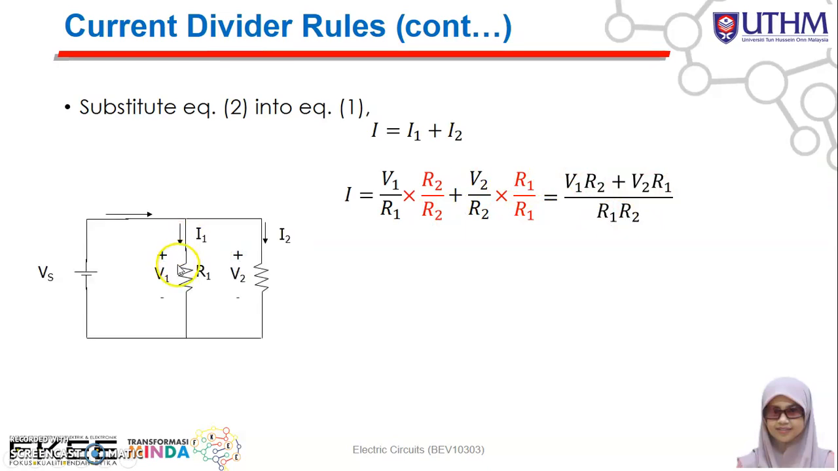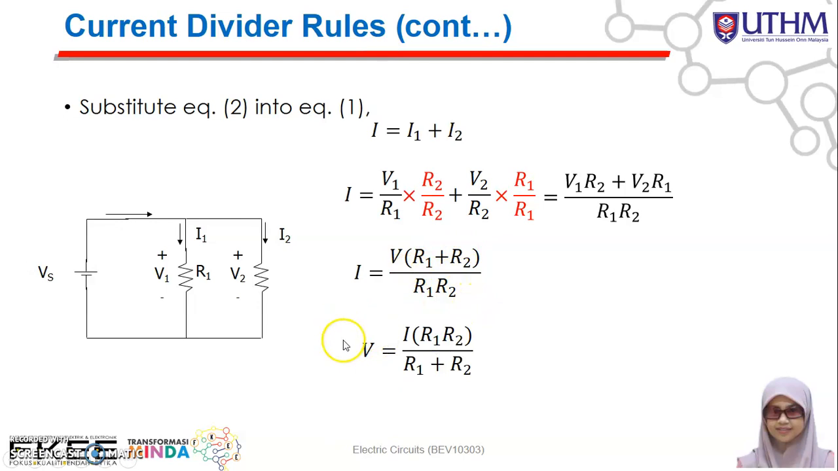Based on the given circuit, you know that your V supply is equal to V1 equal to V2. So that's why here V1 and V2 I can substitute with the value of V. So I is equal to V R2 plus V R1 over R1 R2. So what I can have here is I is equal to V multiplied with R1 plus R2 over R1 R2. Okay, and then after that we can rearrange it so that we have V is equal to I multiplied with R1 R2 over R1 plus R2.